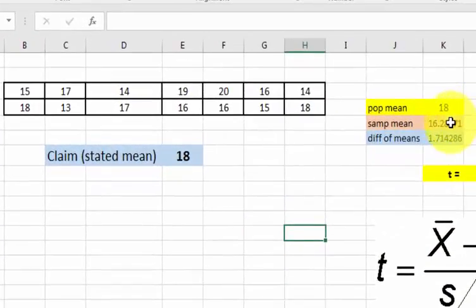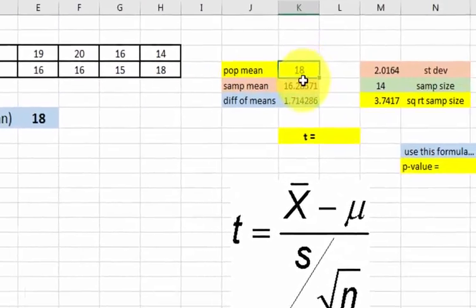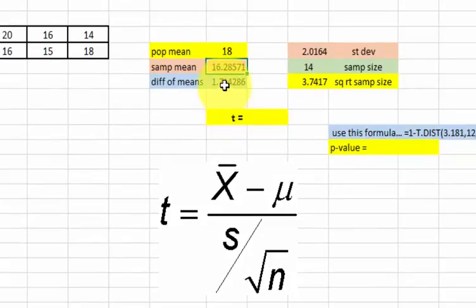I went ahead and picked a cell. I did my average, and then I highlighted everything. I got my average there. And then I found the difference between the stated mean of 18 and the sample mean. I just had it 18 minus 16.28, and that's the difference between the two means. So that number right there is the top of this fraction.